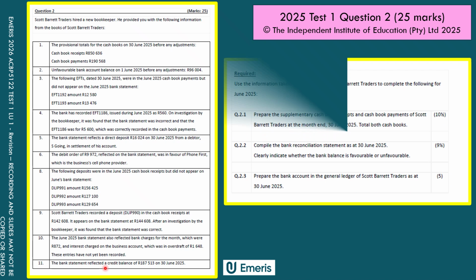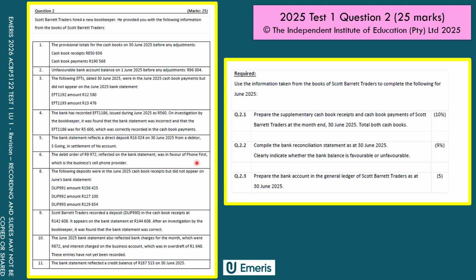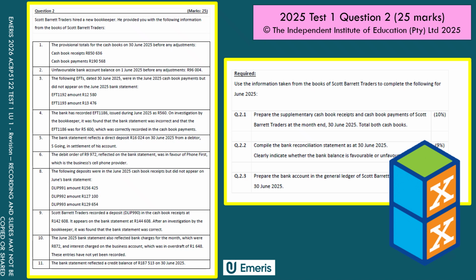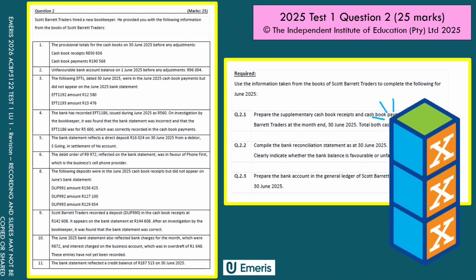But if we look at the required, they still want us to prepare the supplementary cash books, to do the bank account in the general ledger, and to do the bank reconciliation statement. So we are still able to use our building blocks, our theory, and our steps to answer this question.